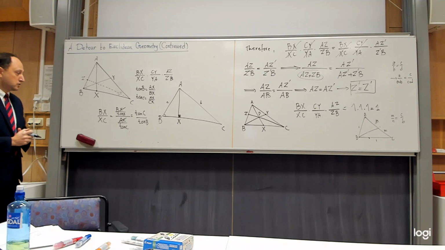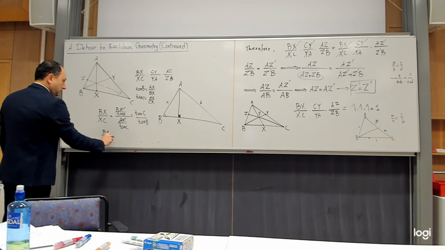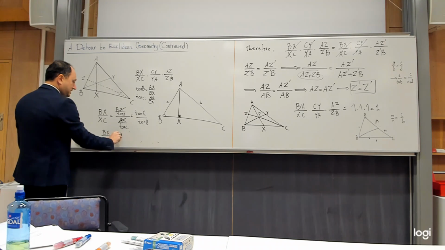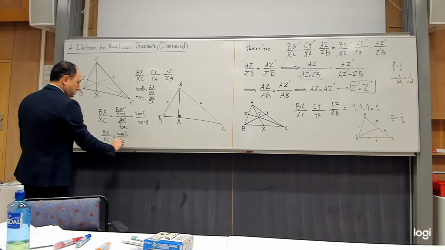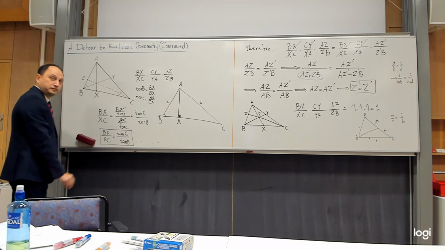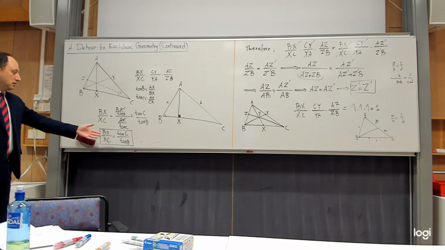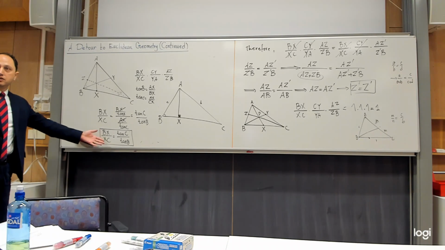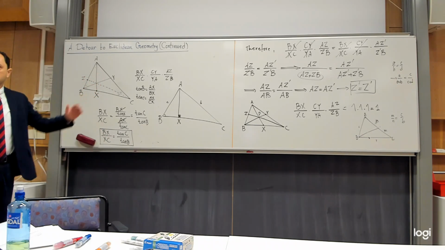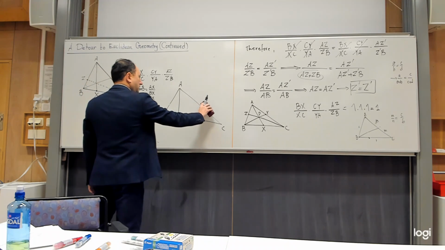Yes or no? So we got that BX over XC is equal to tangent of C over tangent of B. And that is what you really need, nothing more. Because, do you agree that I can just repeat this argument once more from the other side? Yes? So, for example, I want to test your understanding.